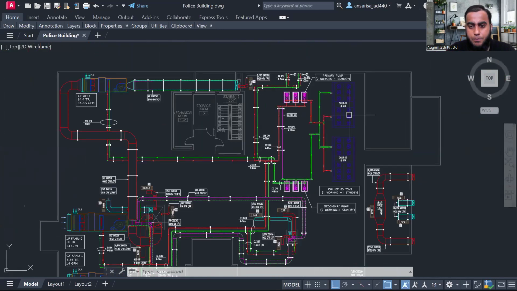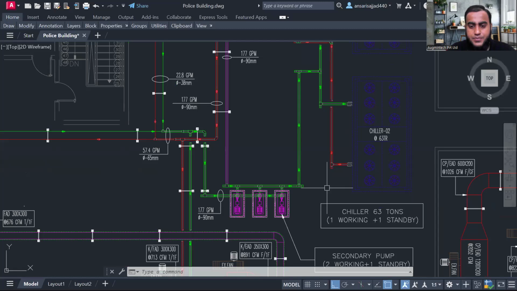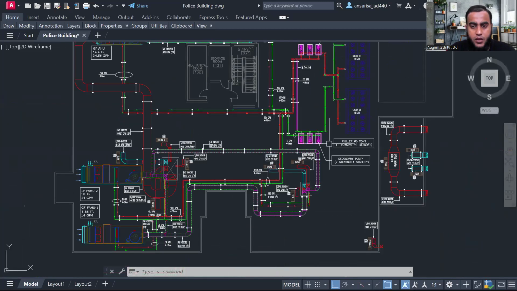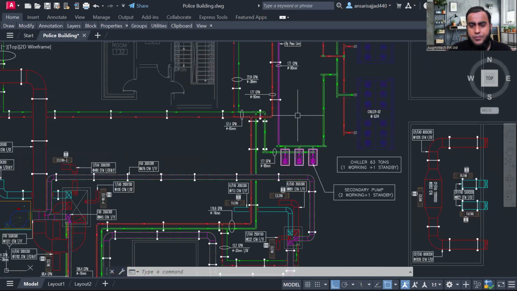Can you see? Here we have placed 2 chillers, one working, one standby. In the same way, the primary pump and secondary pump are shown, 2 working, one standby. Generally we are using an air cooled chiller. If you select a water cooled chiller, you need to place a cooling tower and condenser water pump. So for an air cooled chiller, only primary and secondary pumps are needed.